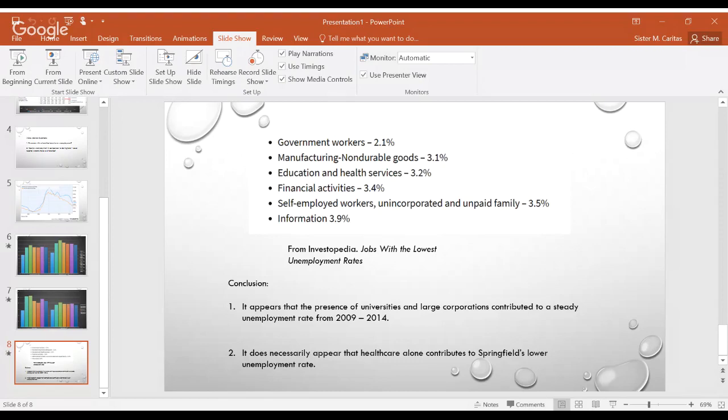So my questions that I derived from my microanalysis were, number one, do areas with universities have lower unemployment? That specifically relates to my Champaign and Bloomington study. And number two, Peoria has a higher unemployment rate compared to Springfield, and could hospital systems be making a difference in that? I wanted to really look at that.